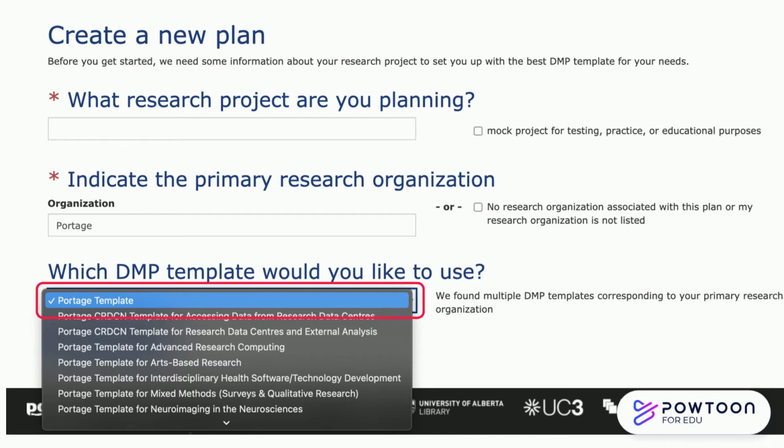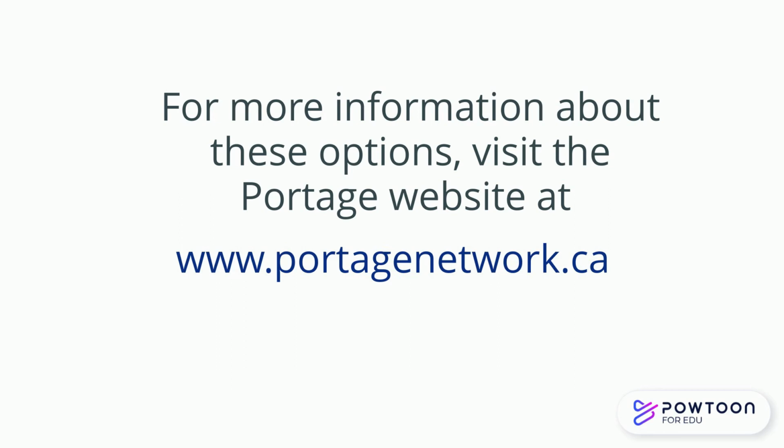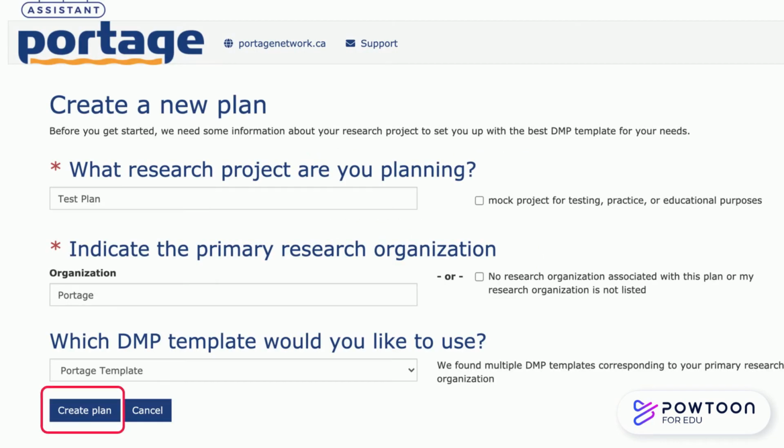There are a number of other options you can choose from, based on such things as funders, institutions, and particular disciplines or methodologies. For more information about these options, visit the Portage website at www.portagenetwork.ca or contact your local library or research office. Click Create Plan.